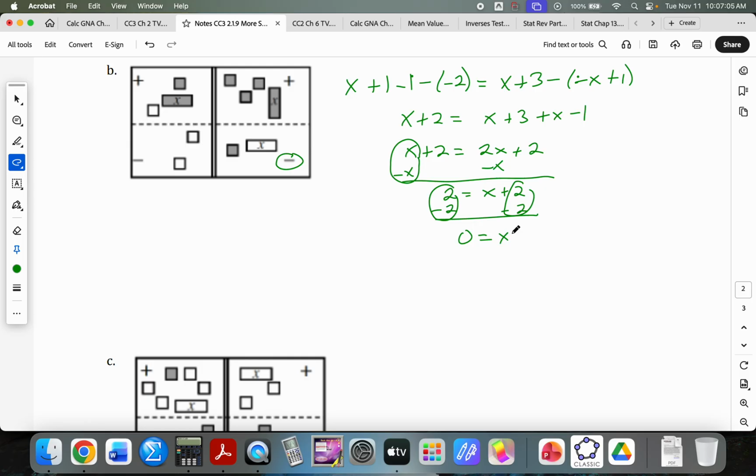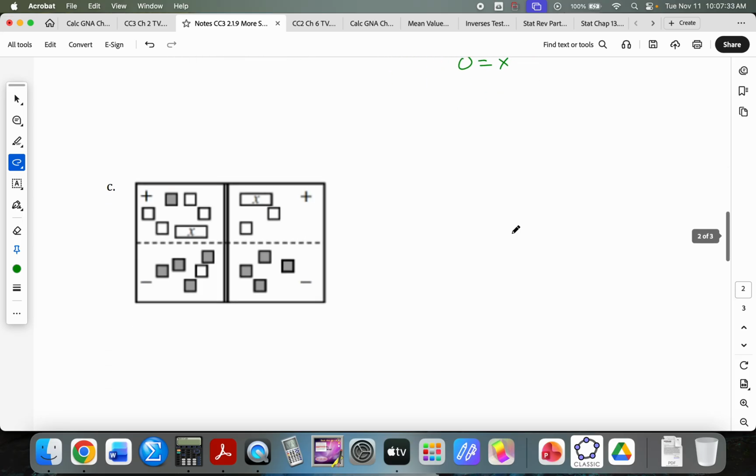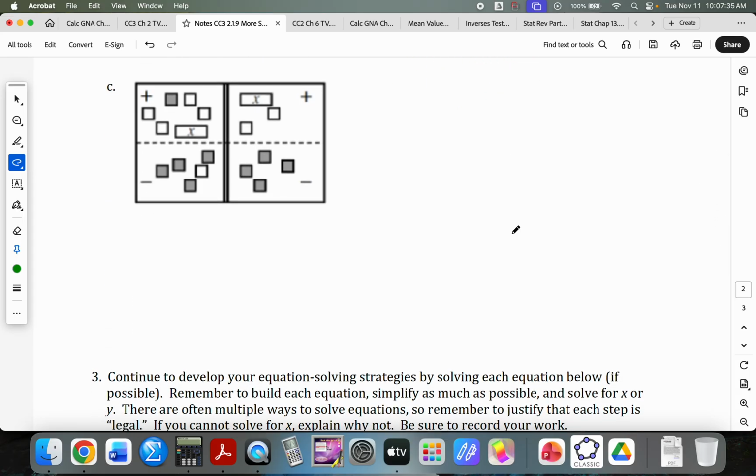It bothers students. They're like, I don't like that it's x equals 0. But the only way you can make these two sides be equal is if all the x's were zeros. If they are, then those two sides are equal to one another. So don't let that bother you. 0 is a number. It's a perfectly good number. All right? Let's try this one.